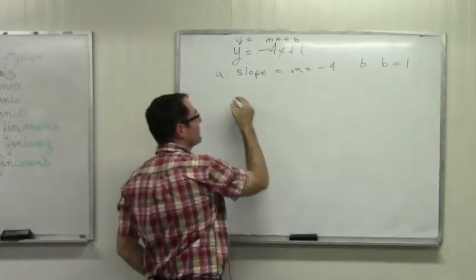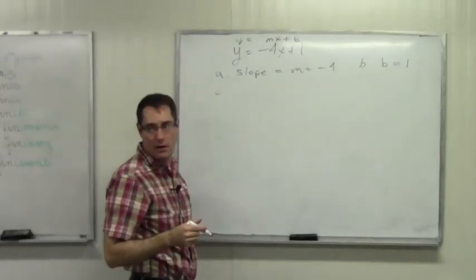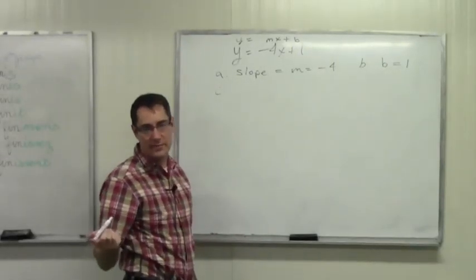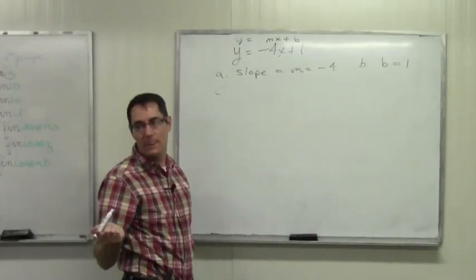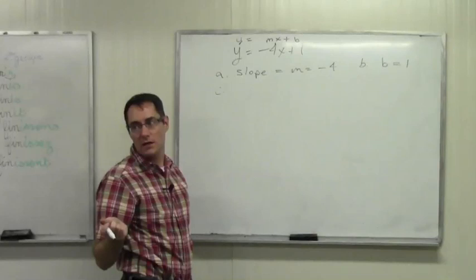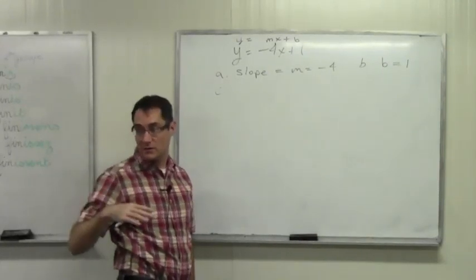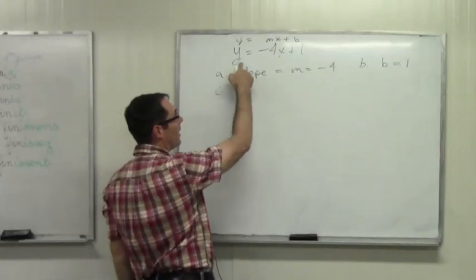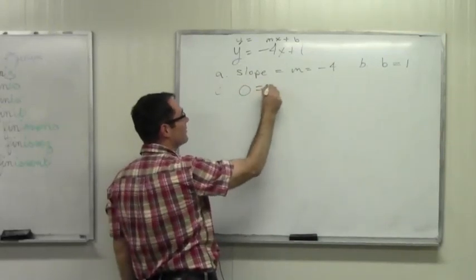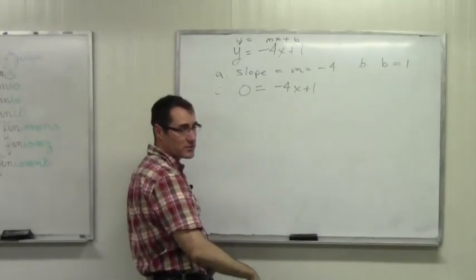You can't read off the x-intercept, but the x-intercept happens where? Tony, where does the x-intercept happen? Where the line touches the x-axis, where y equals 0. Right? So we know y equals 0. So we say, 0 equals negative 4x plus 1. And now we just solve for x.